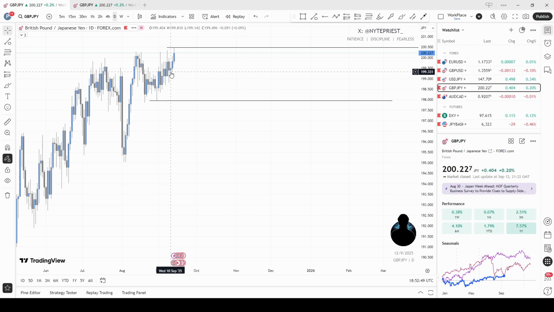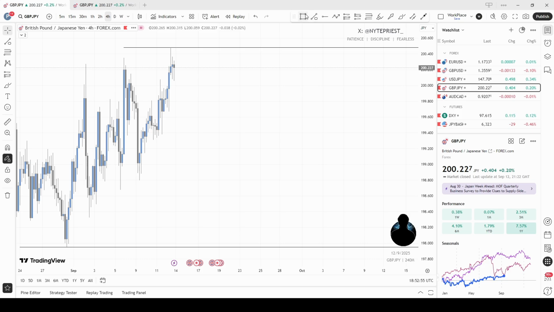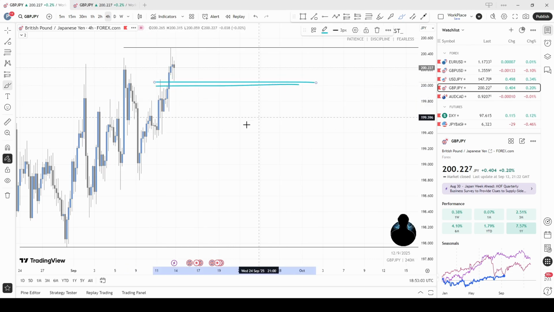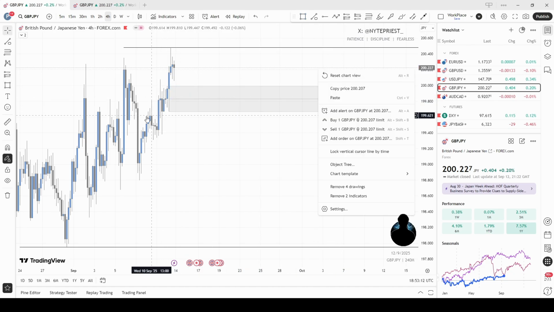On the daily time frame, it doesn't give us any further information. So on the 4 hour time frame, every price range here is efficient. The only inefficient one is this price range. Okay, so we have this demand which price can react from.